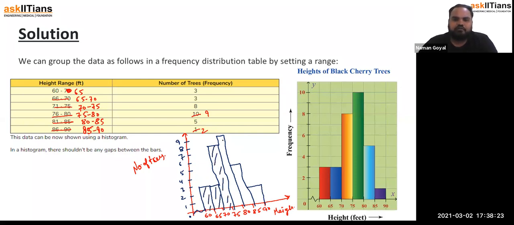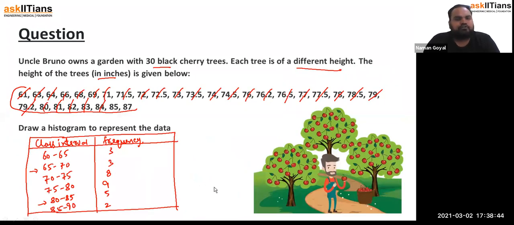Are you getting my point? If you see this graph, first of all, this is 9 and we have to take this part, and this is not 1, this is 2. So this part we have the answer. This is the answer for this question. Got it? How we draw the histogram?